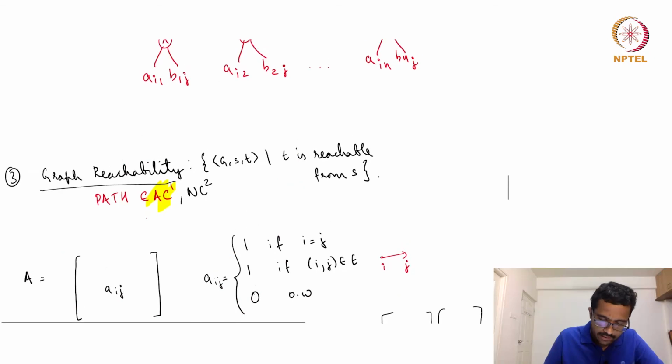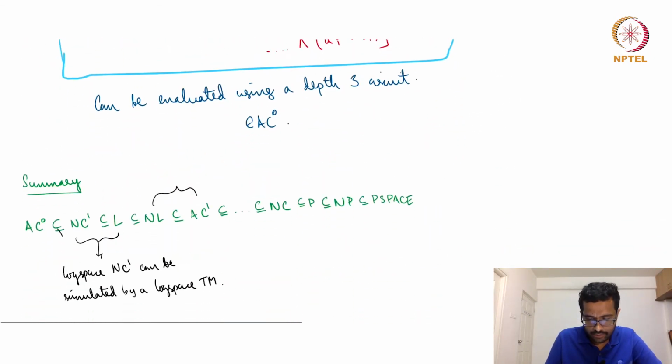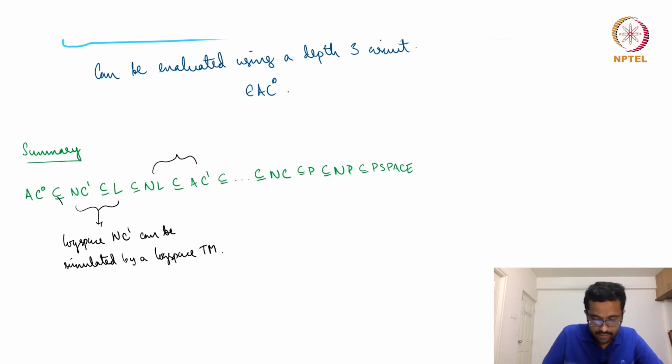Graph reachability is in AC1, and we saw that graph reachability is the canonical complete problem of NL, right? This is because path, or reachability, is in AC1. And then it is just the NC hierarchy. AC1 is contained in NC2 and so on. So everything is contained in NC, and the uniform NC is contained in P.